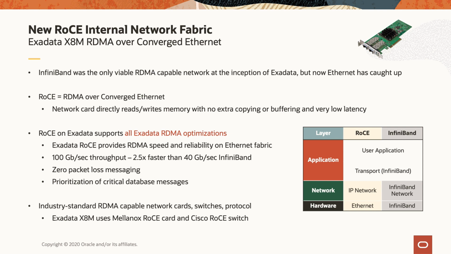So that choice was very easy in the earlier days, because InfiniBand far exceeded Ethernet in terms of speeds and feeds on all those three attributes of a good network.